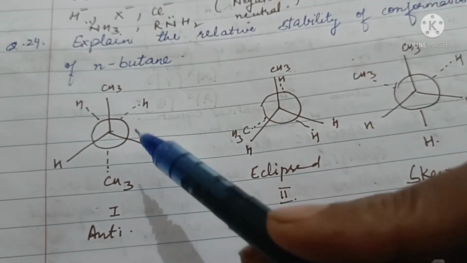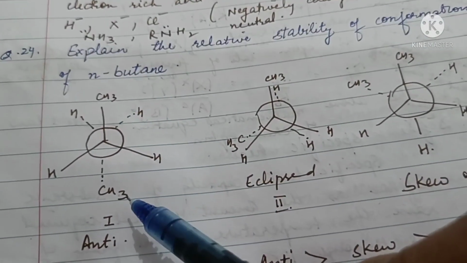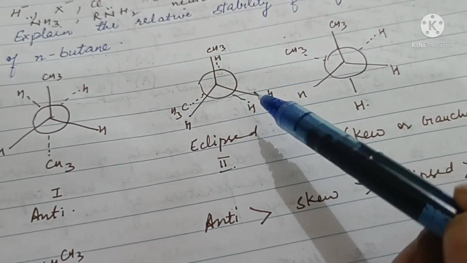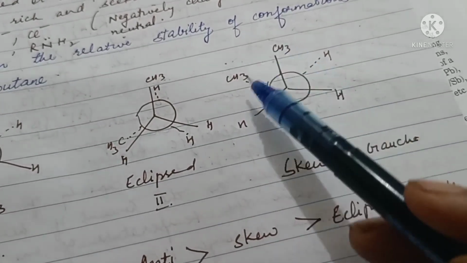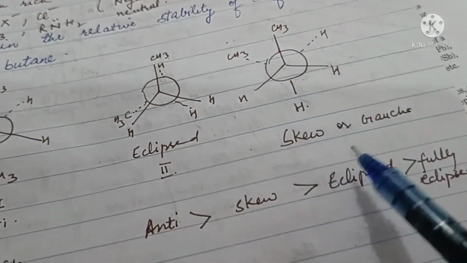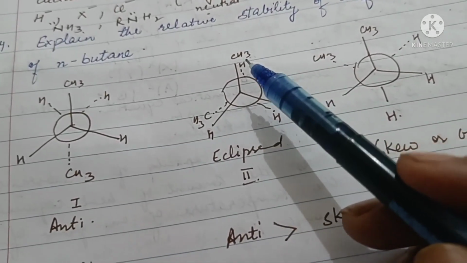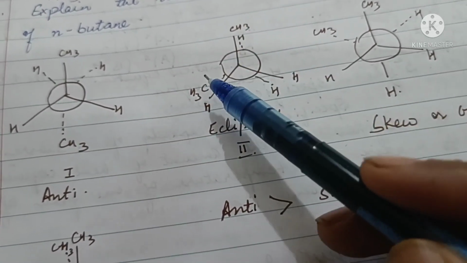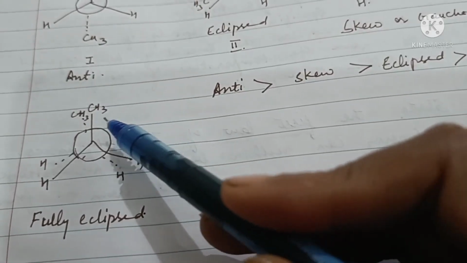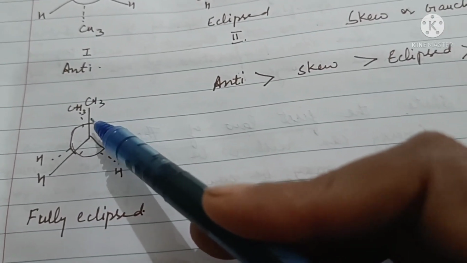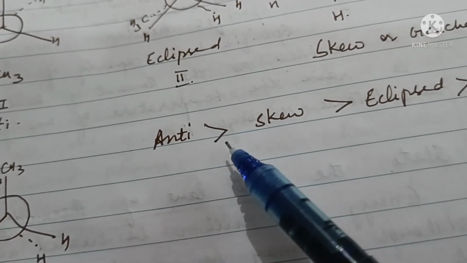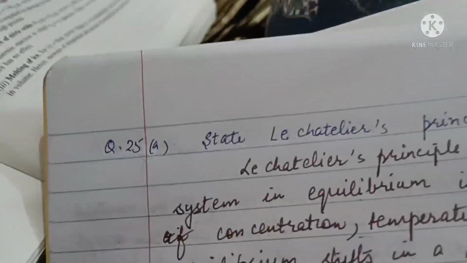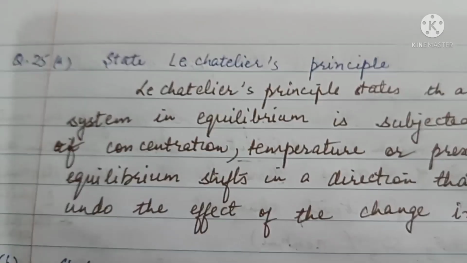Anti-conformation has CH3 groups on opposite sides to each other. This is most stable. In skew, the conformation is in staggered form, but the methyls are not very far apart from each other. In eclipsed, the methyls are not eclipsing each other, but the methyl groups are still close. But in fully eclipsed, methyls are overlapping each other. They are closest possible. So the relative stability is anti is more stable than skew, than eclipsed, than fully eclipsed. Next question is explain Le Chatelier's principle.